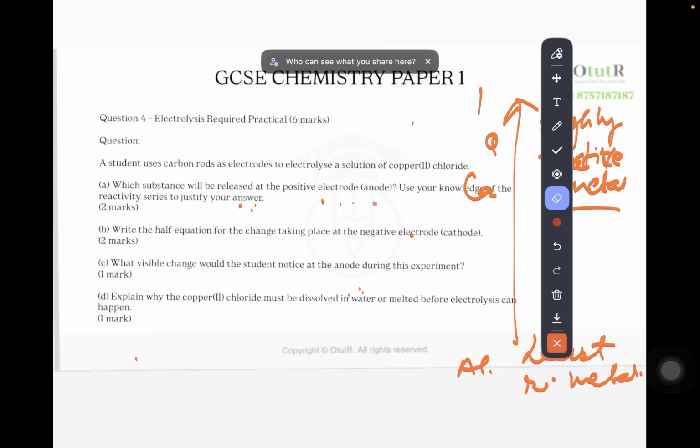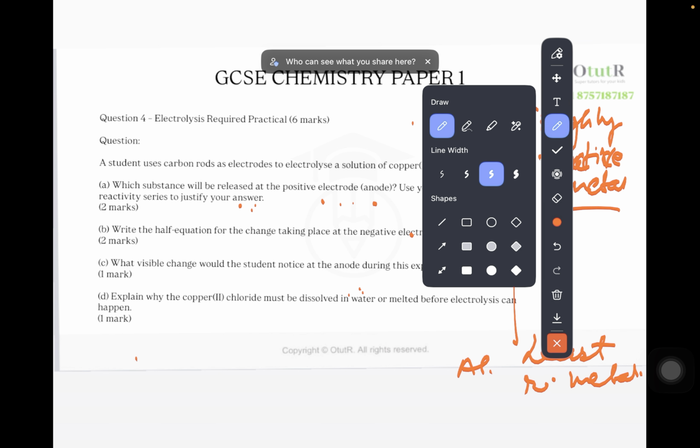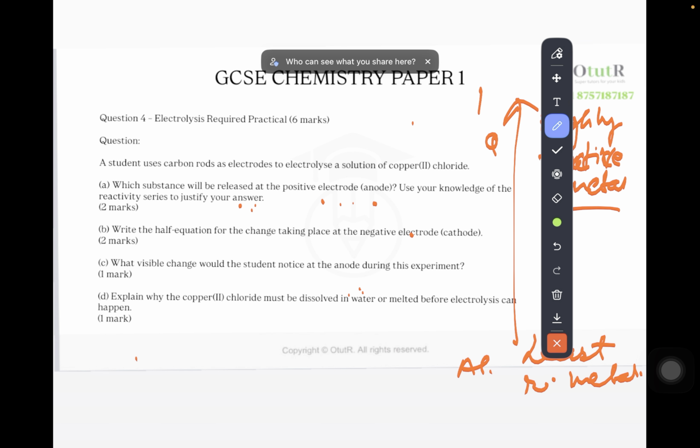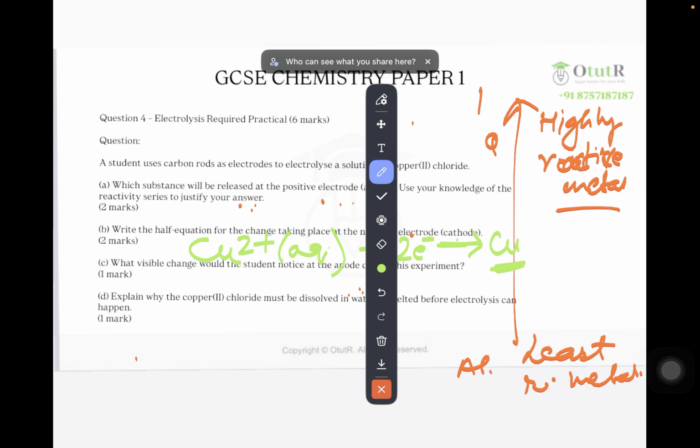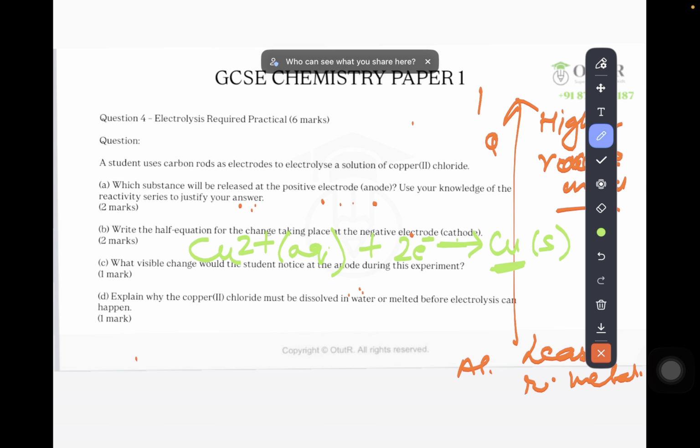Next, write the half equation for the change taking place at the negative electrode, which is the cathode. So at the cathode, what will happen? Cu2+ ions will be there. So Cu2+ in aqueous form plus 2 electrons will give Cu, which is copper in solid state. Where do we get these 2 negative electrons? From the negative electrode, which is the cathode.